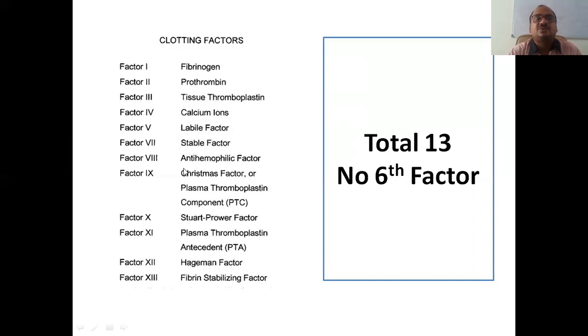Anti-haemophilic factor, that we also saw in coagulants. These names they will ask in the exam. What is the other name of factor 8? Factor 8 is called the anti-haemophilic factor. What is the name of factor 7? Stable factor. What is the name of 6th factor? There is no 6th factor. Next is 9, Christmas factor. Christmas, easy to remember, a very famous festival. What is the other name of Christmas factor?